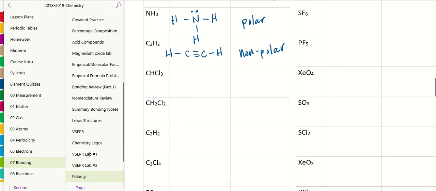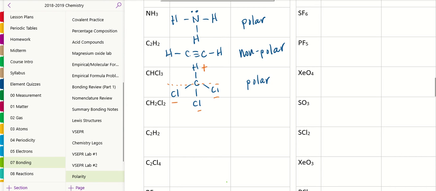All right, one more. CHCl3. Symmetrical or asymmetrical? Asymmetrical. Positive pole, negative pole. So overall, it must be polar.